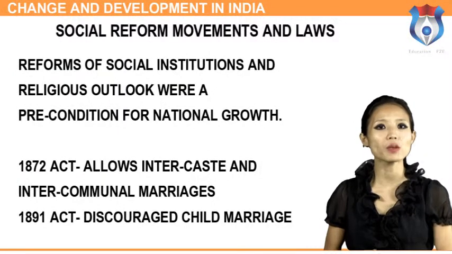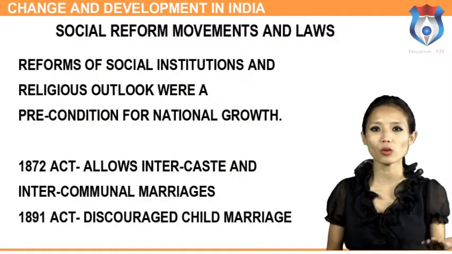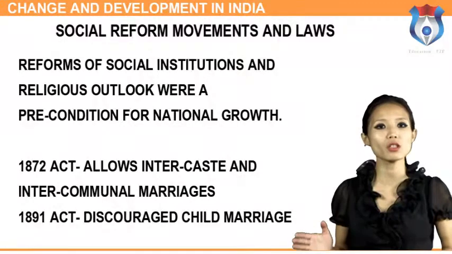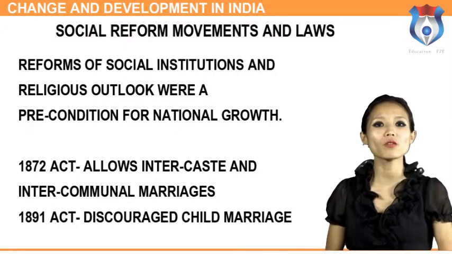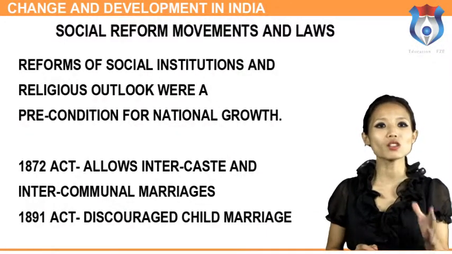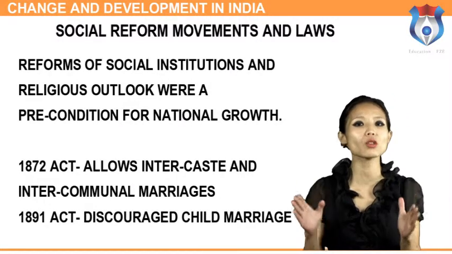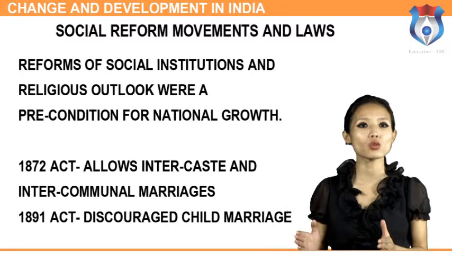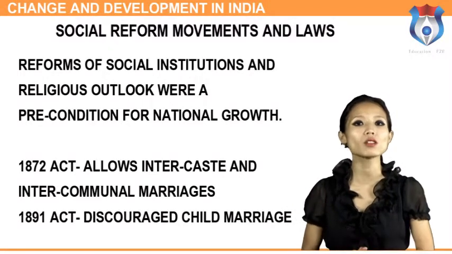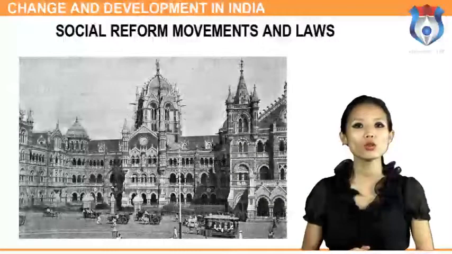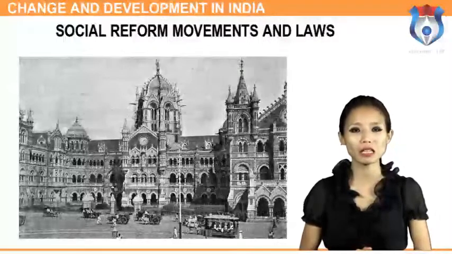As we move ahead with development in India, we realize that the reform of social institutions and religious outlook was a precondition for national growth. The British passed two important laws in the 19th century, sanctioning intercaste and intercommunal marriages in 1872, and in 1891 to discourage child marriage. Socio-religious reform movements in India.